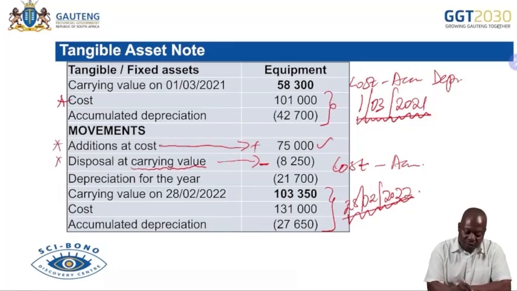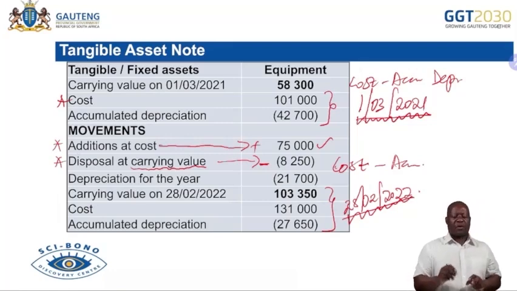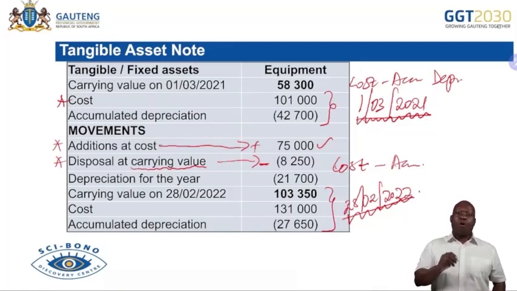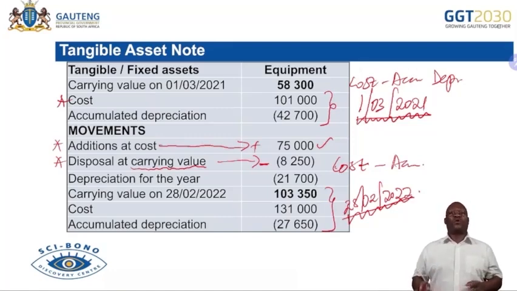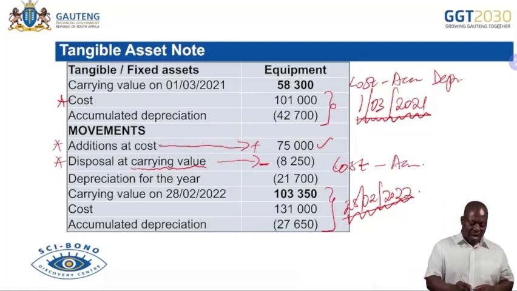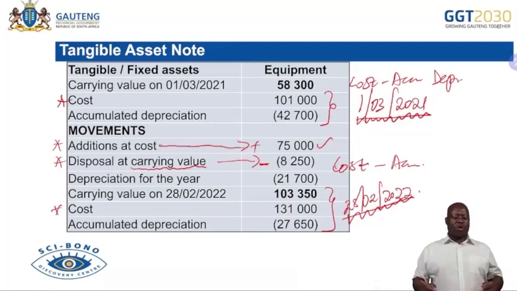And then when it comes to this item, we are not worried about the 8,250. We need to know the cost. We go back, we check. How much is the cost of the asset that is being disposed? Because we cannot take cost and mix it with carrying value in order to get cost. That is not going to be possible. So that's how we get to this. There is always a link between these, and we need to know how they link.